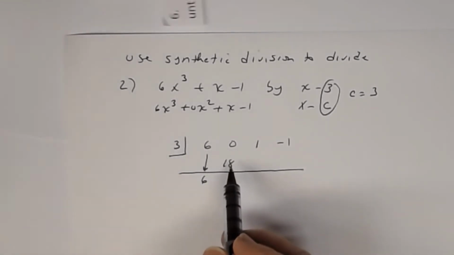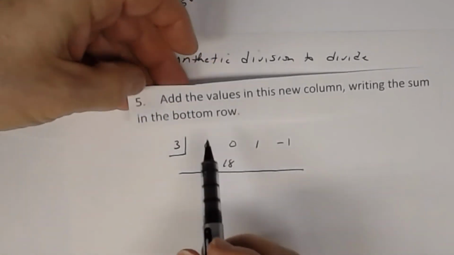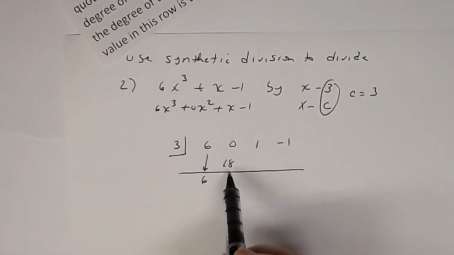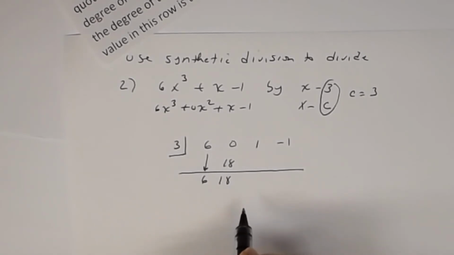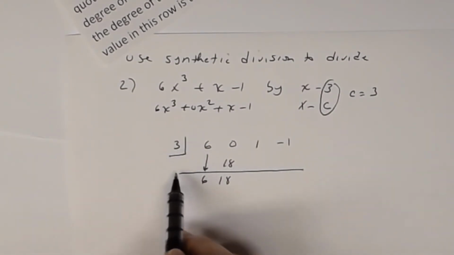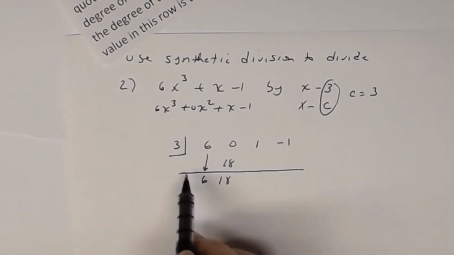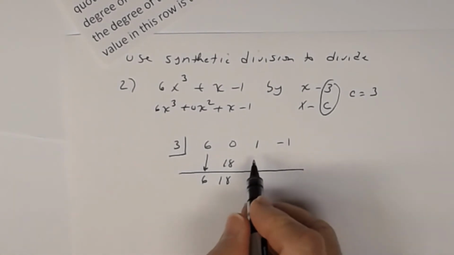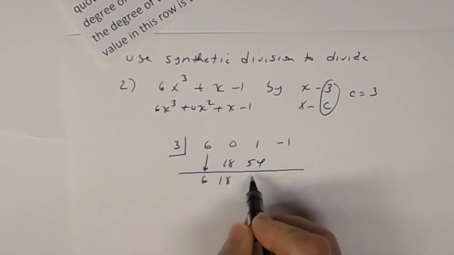And then step 5 is where you're going to add the values of this new column. So 0 plus 18 is 18. Now notice that these numbers are becoming a little bit larger, so you may need a calculator if you have to. So then you're going to say 3 times 18. So you do the process all over again. 3 times 18 will give us 54. And then you put that number here. Then you add them up. 54 plus 1 is 55.